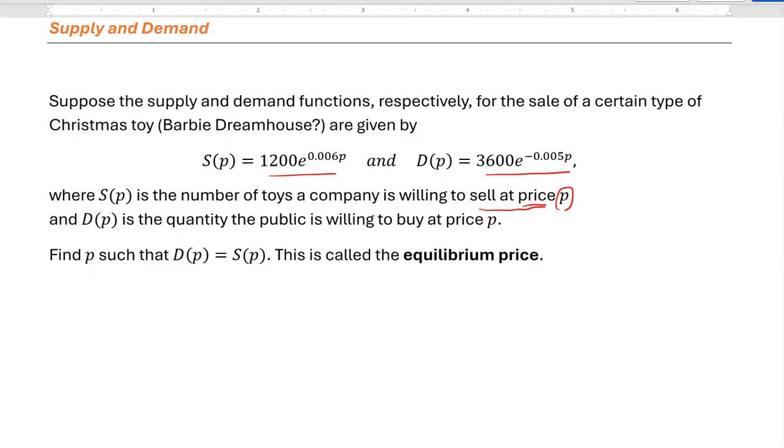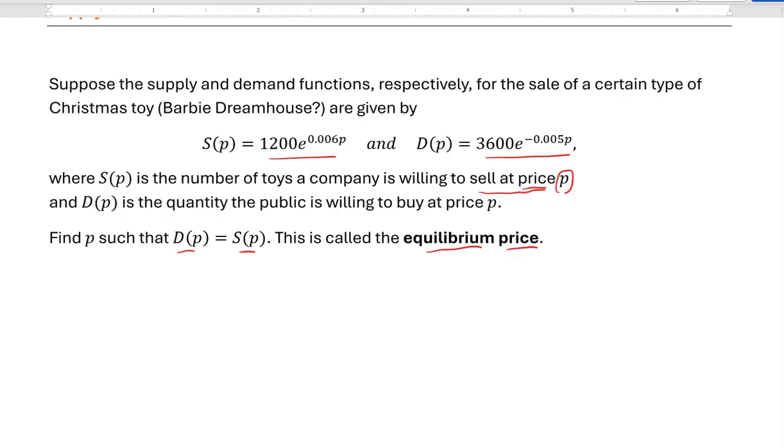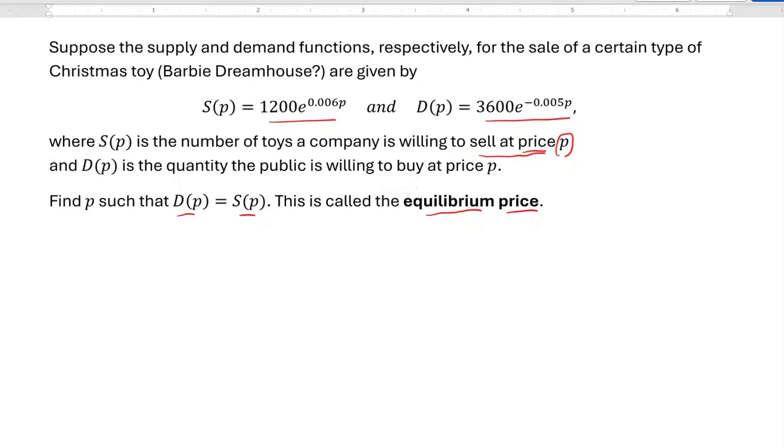So we are trying to find what we call the equilibrium price, where the demand function equals the supply function, that perfect balancing point where the supply and demand are equal. Right? That's good information for a company to know. What do you set the price at, right? So here we go. That means we're going to take the demand function, this guy right here, which is 3600 e to the negative 0.005p, and put that equal to the supply function, which is 1200 times e to the 0.006p.